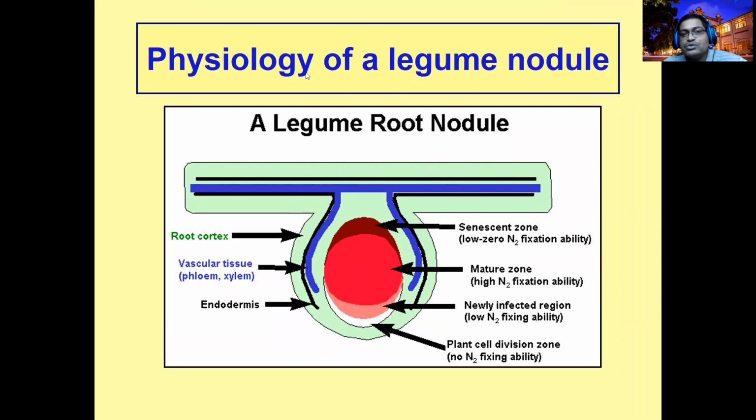Root nodule legume interactions and their physiology are important to understand how nitrogen is fixed, because in industrial conditions we use high temperature and pressure, but in the nodules, how is nitrogen so easily fixed? For that you need this physiology. You see, these are the rootlets. This is a nodule.